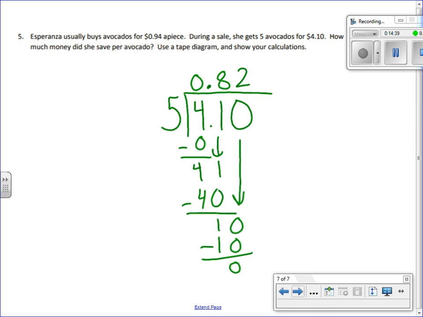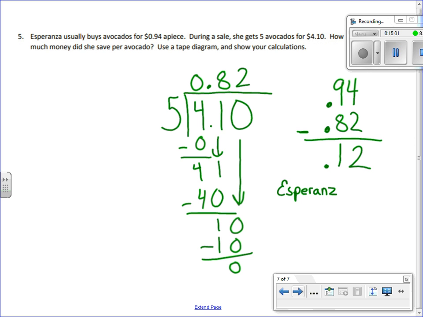So avocados are 82 cents. We want to know how much she saved. So we're going to take 94 cents, and then we're going to take 82 cents. Line up those decimal points when we subtract decimals. 4 minus 2 is 2. 9 minus 8 is 1. So we know that Esperanza saves 12 cents per avocado. Have a good night, guys.